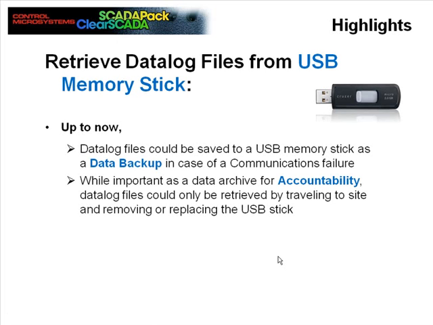Up to now, data log files could be saved to a USB memory stick as a data backup in case of a communications failure. While important as a data archive for accountability, data log files could only be retrieved by driving to site and removing or replacing the USB memory stick. Now you can do this remotely.